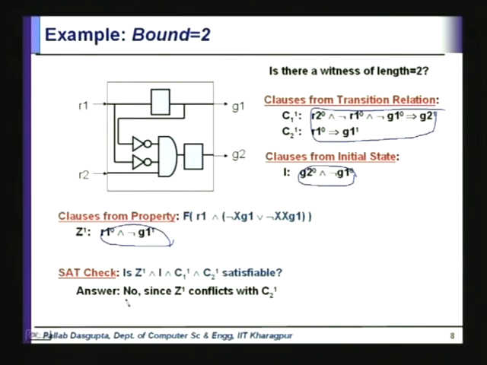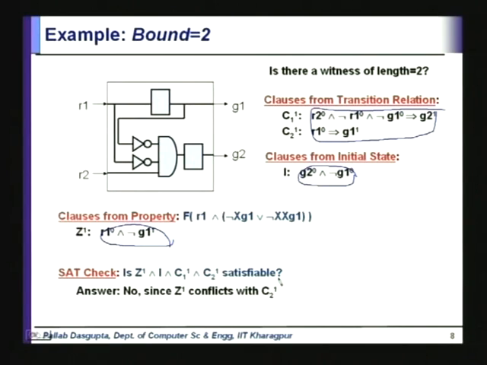And the answer is no, it is not satisfiable, because if you see, Z1 conflicts with C21. What does this one say? This one says R1 0 and not of G1 1, but this one says that if R1 0 holds, then G1 1 should be true. So, obviously these two cannot be satisfied together. So, Z1 conflicts with C21, so this is not satisfiable.